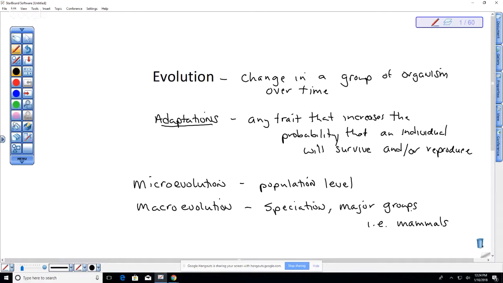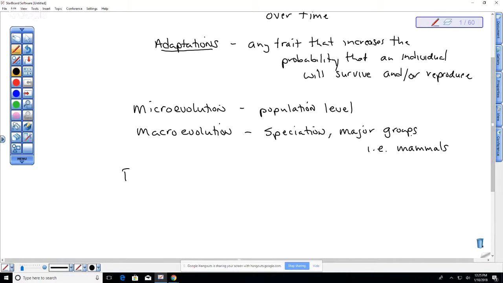Okay, so the example that we're going to talk about is in the rock pocket mice, and they have a specific adaptation, and we're going to look specifically at the genetic components of that variation. I have a little handout that I would like you to use while you're watching this video. You're not going to turn this in, but you're going to use it as a study guide.